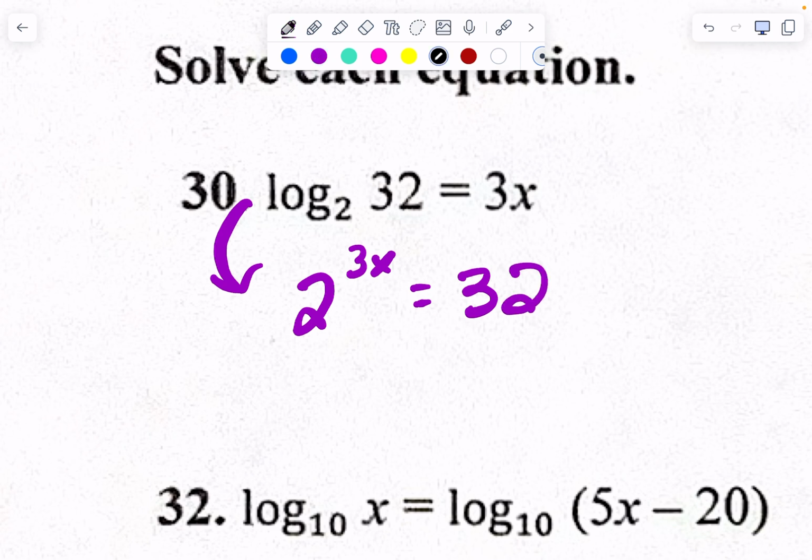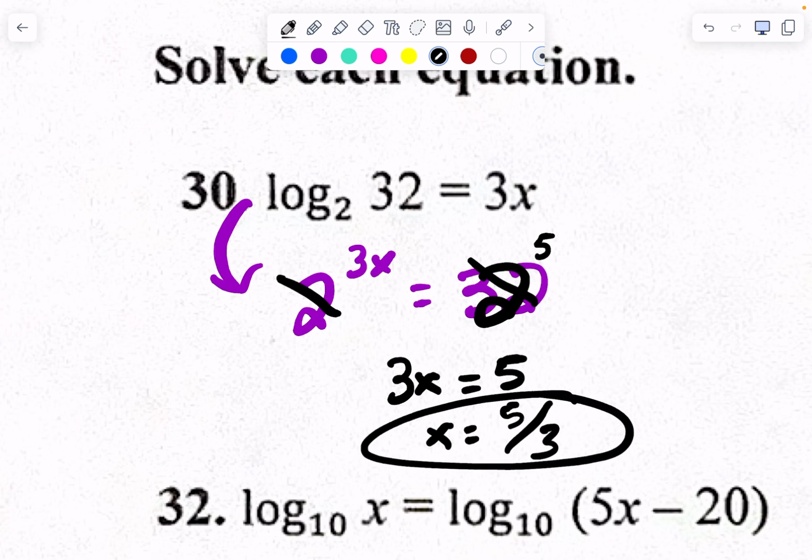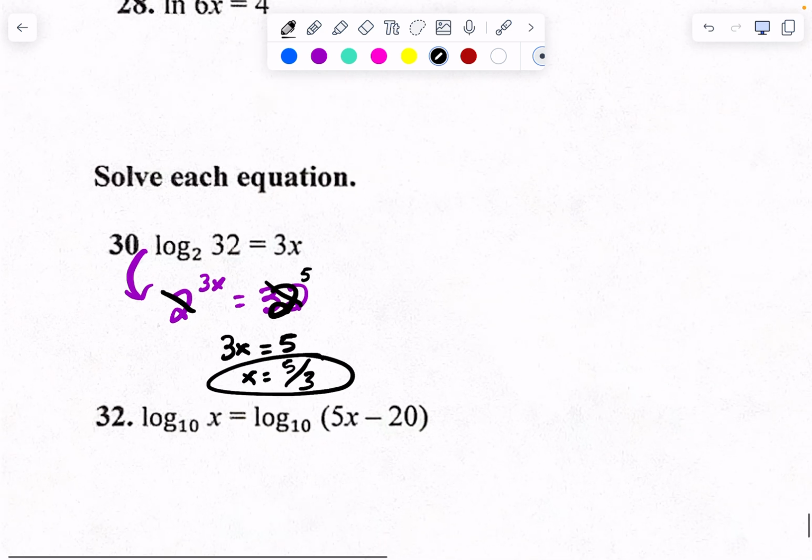Okay, 32 can be written as 2 to the 5th power. So 2 to the 3x equals 2 to the 5th power. So the 2's cancel. 3x equals 5, and x equals 5 over 3. Oh, bummer, 1.6. Hate it when I'm right.